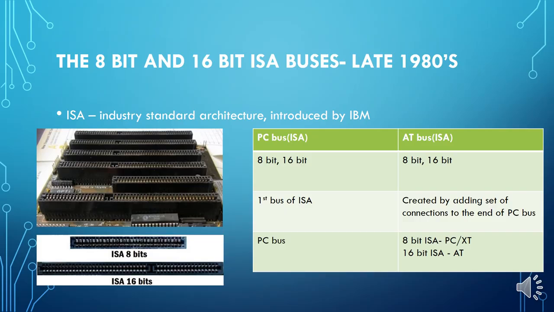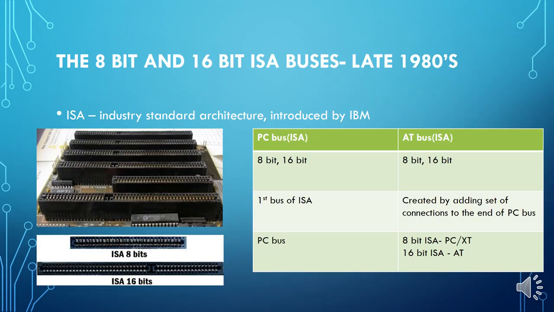So for 8-bit, you can see in this figure that this kind of bus is a slot, and a slot connects a set of wires. The number of pins shows the number of bits it is taking.